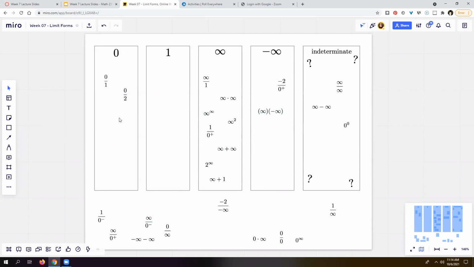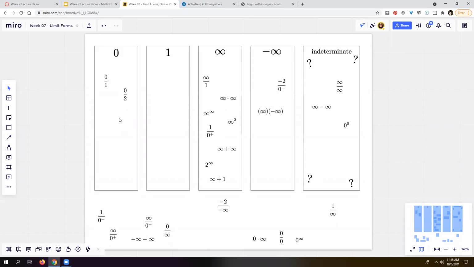And remember, I just want to point out, we're not asking what this fraction of integers is. We're asking if you have a quotient where the top is approaching 0 and the bottom is approaching 2, what does the whole thing approach? And then we're saying it approaches 0. Okay, that's a lot different than saying the number 0 divided by the number 2 is 0. That's not what we're saying.